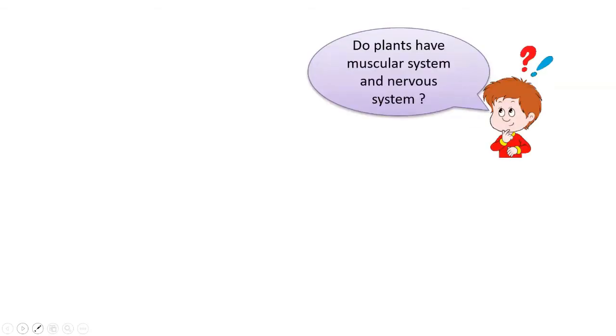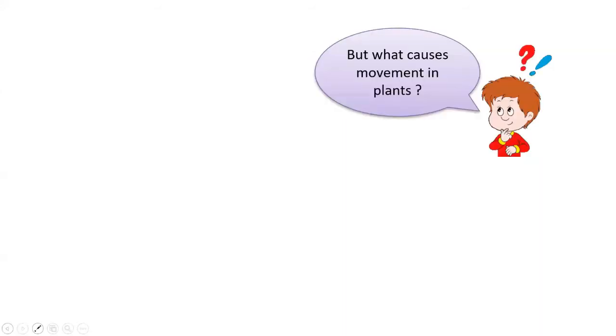So do plants have a muscular system and nervous system? You all might be saying, sir, no. Why? Because the muscular system and the nervous system are both present in animals but not plants. Plants have neither a muscular system nor any nervous system. Okay, let's see.